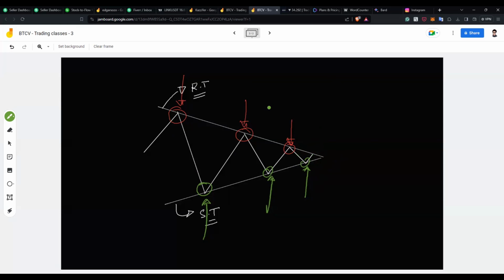But yeah, so in this case, for example, let's say the buyers win. Let's say the buyers win in this case and the market moved up, something like this. Now let's identify an entry and an exit point and a stop loss position. It's very simple.